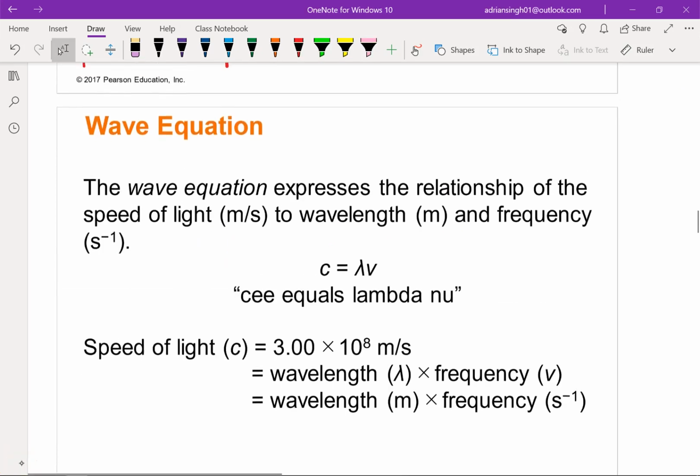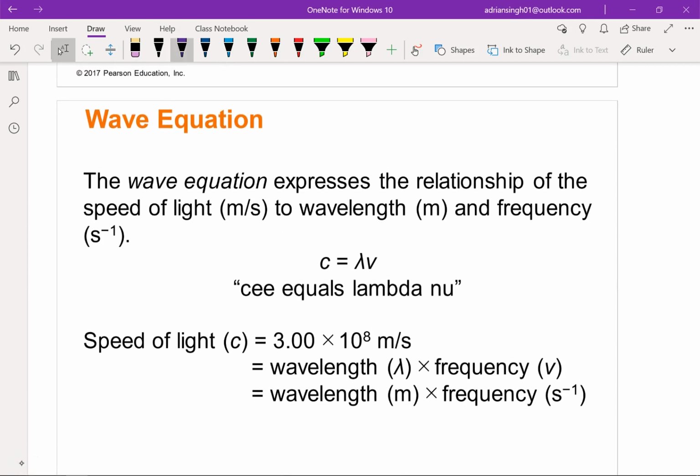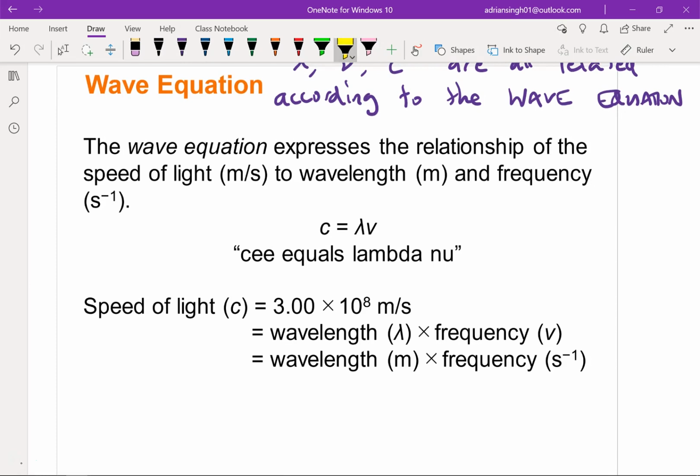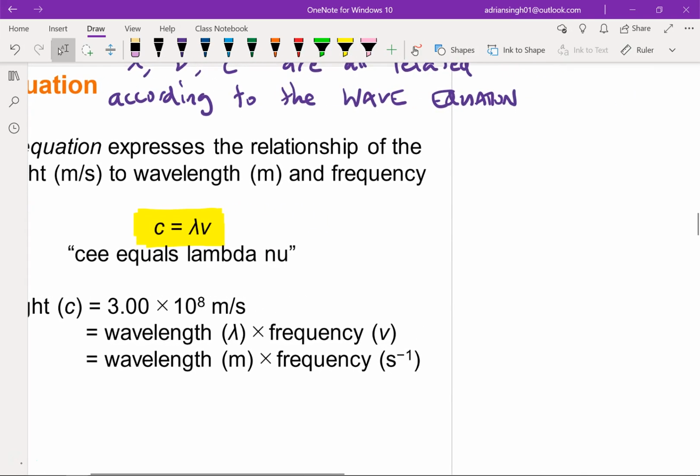So all of those three things we just mentioned, the wavelength, the frequency, and the speed of light, are all related. We can say wavelength, frequency nu, and speed of light c are related according to the wave equation. This is where the math comes in now. We're going to do a little bit of algebra. The wave equation says c, the speed of light, is equal to the product of the wavelength times the frequency of that particular form of radiation. So c equals lambda times nu.